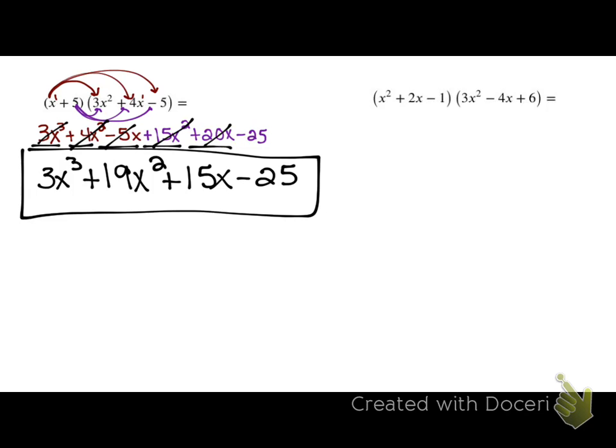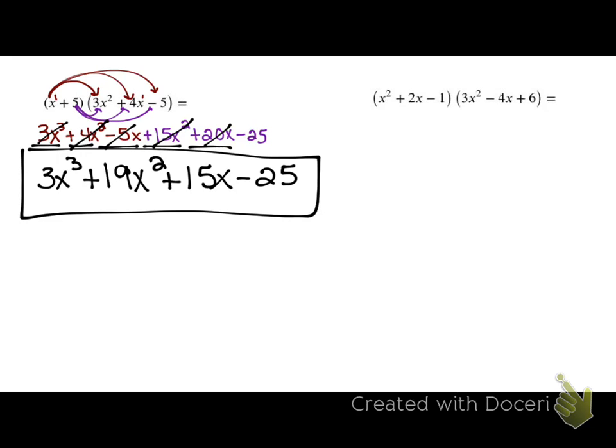Okay, last one. What kind of polynomial is this first one? Trinomial. Okay, and what kind is my second one? Okay, so I'm going to take a trinomial and multiply it by a trinomial. So in order to multiply a trinomial times a trinomial, what am I going to do with each of these 3 terms here? I'm going to distribute.